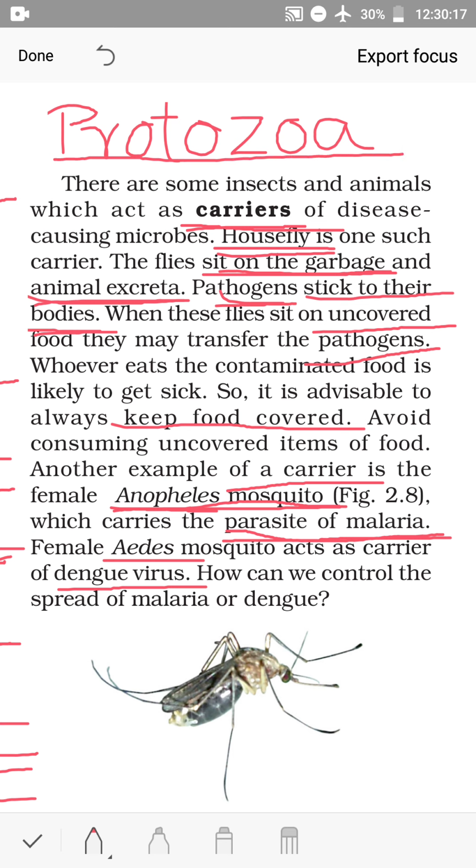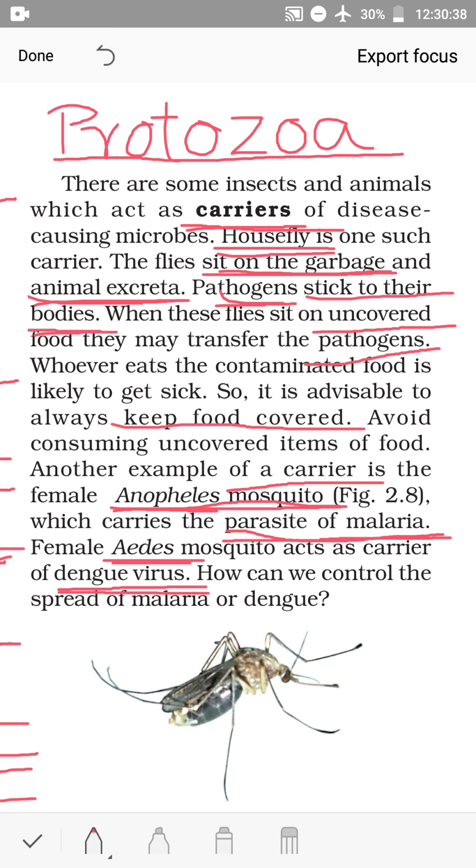Female Aedes mosquito, another type of mosquito, acts as carrier of dengue virus. Dengue is also a febrile disease.